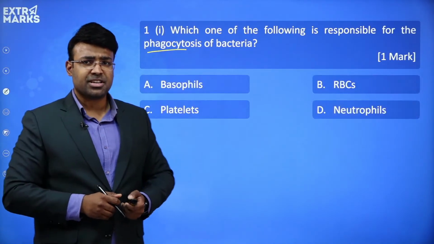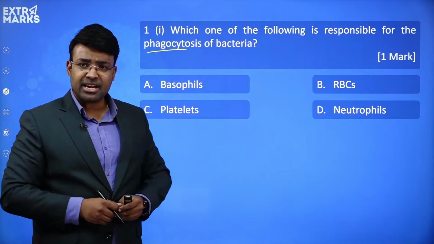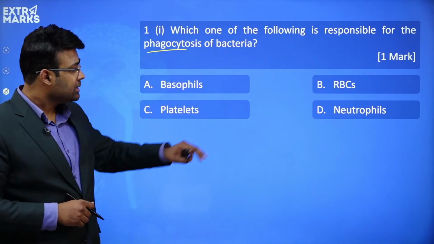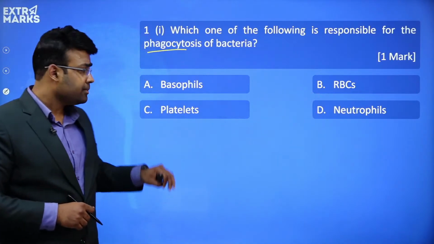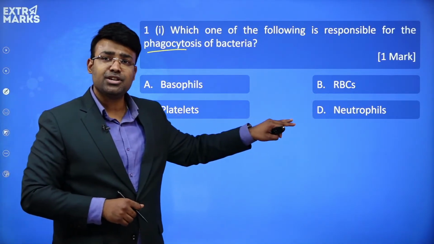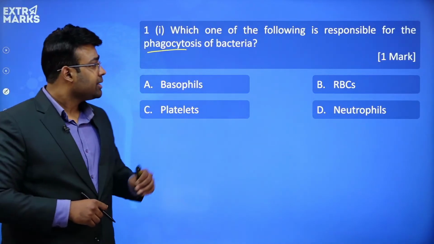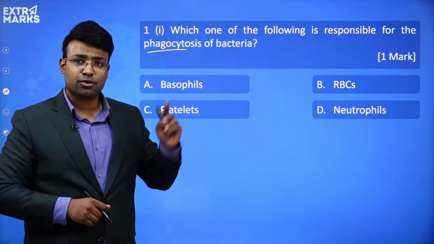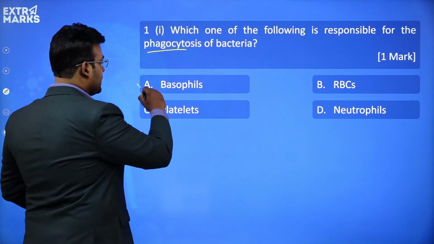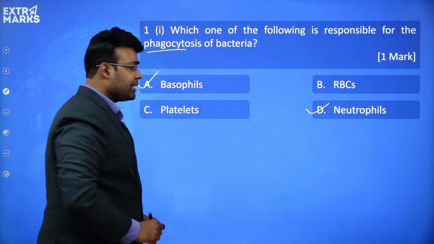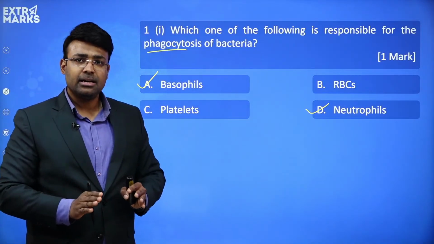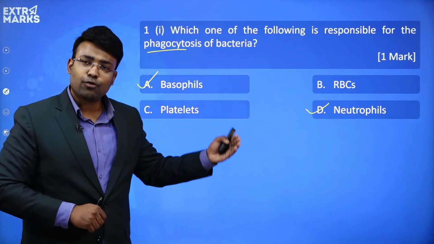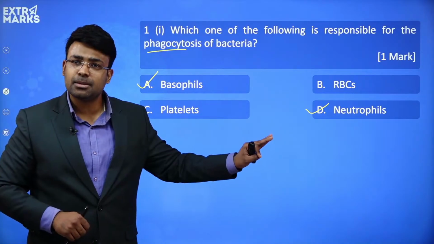Now let's see the options. What are the options saying? Here we have 4 options, everyone. Just focus completely now. Basophils is the first option, RBC is the second option, platelets is the third option, and neutrophil is the fourth option. Now we have to see one by one which one is right for the question. Basophil and neutrophil, they both are WBCs, or white blood cells, and they are responsible for providing the defensive mechanism in our body.